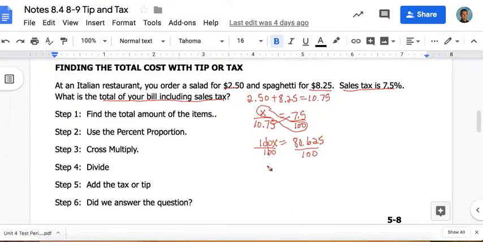100 divided by 100 is a 1 in disguise. And so x will equal 0.80625. Now, that is not how money looks. We have to round to the nearest hundredth. So we're going to underline the hundredths place, look to the right, and that's going to tell us that the tax is 81 cents. Now we have to add to get the total.